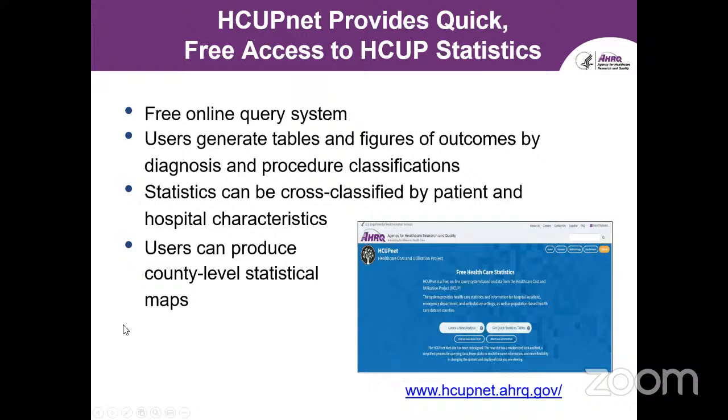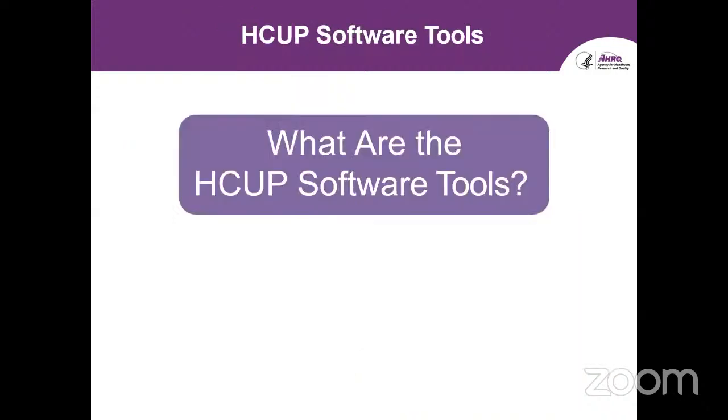What pre-calculated statistics are available? It's a free online query system. Users generate tables and figures of outcomes by diagnosis and procedure classifications. It can be cross-classified by patient and hospital characteristics, and users can produce county-level statistical maps. So it's very important to know how HCUP utilizes the data from hospitals and what software tools it uses.